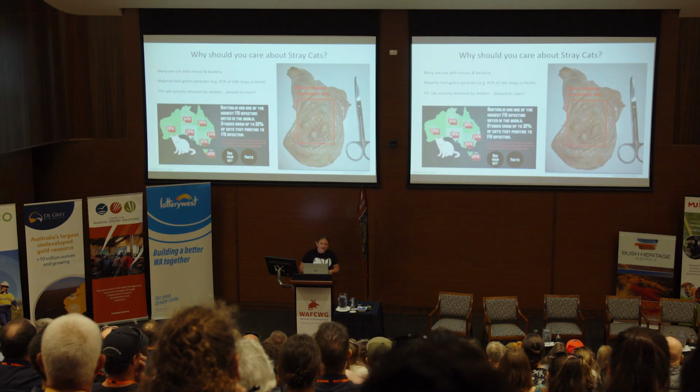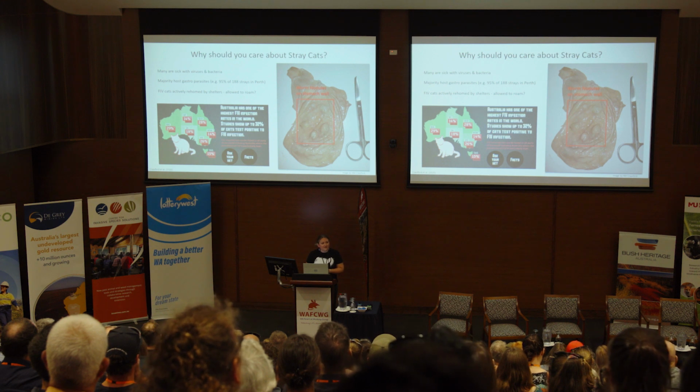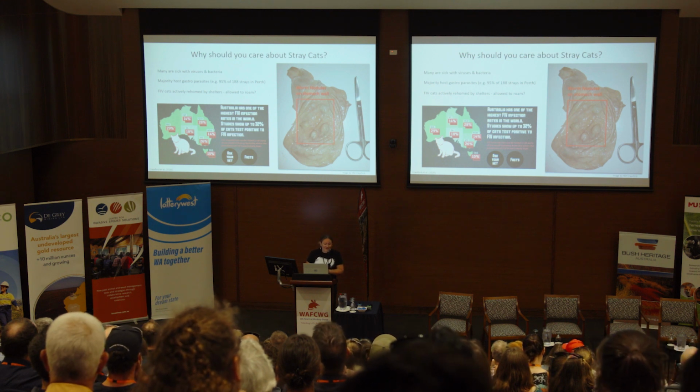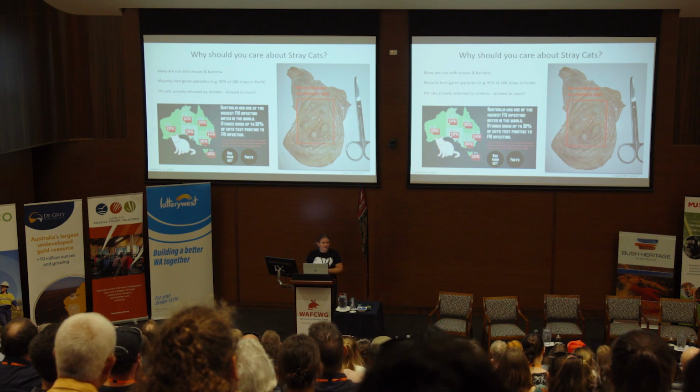So I did a study with some colleagues from Murdoch University where we assessed the health, demographics and diet of almost 200 stray cats. And we found that they had an even higher prevalence of gastrointestinal parasites than feral cats did. We actually had 95% of them with gastrointestinal parasites, and 3% of those had zoonotic parasites in them.